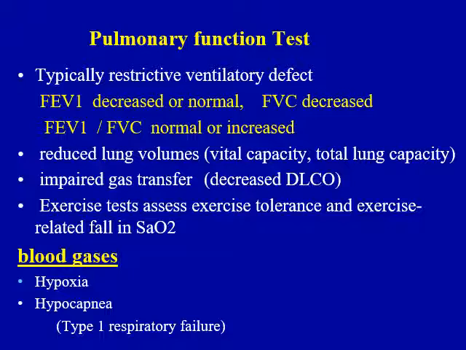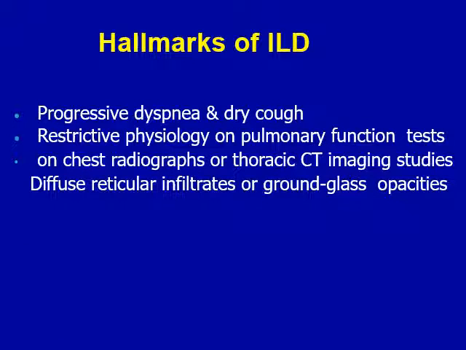gas transfer. The blood gas analysis mainly shows hypoxia. Later on, the patient may develop hypocapnia, or it passes to type 1 respiratory failure. So the hallmark of interstitial lung disease is progressive dyspnea and dry cough. There is restrictive physiology on pulmonary function test.